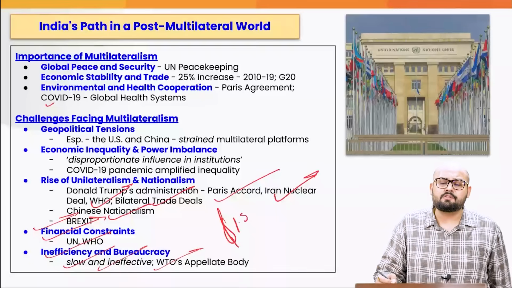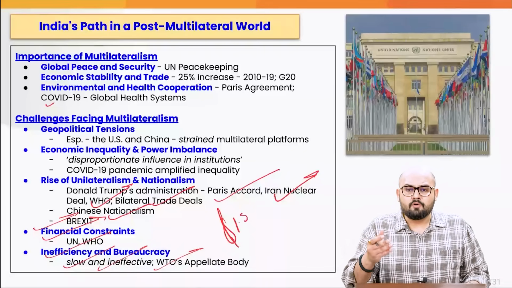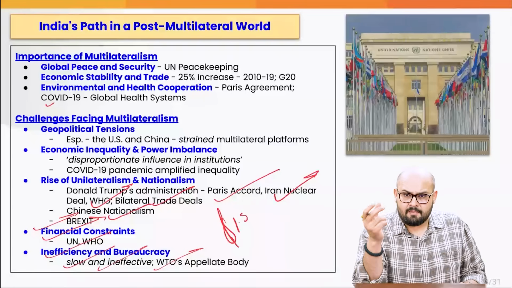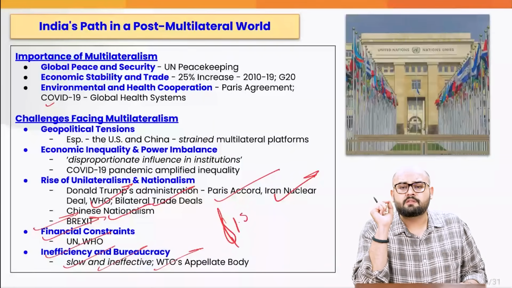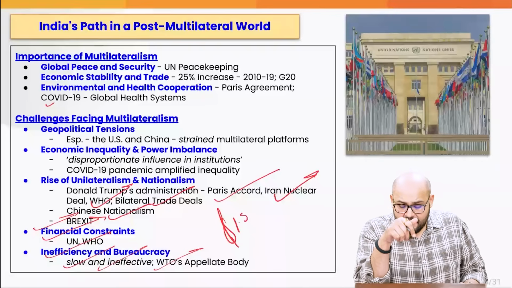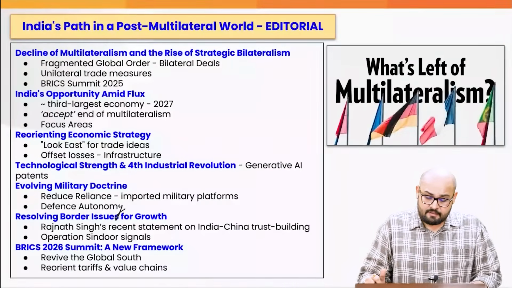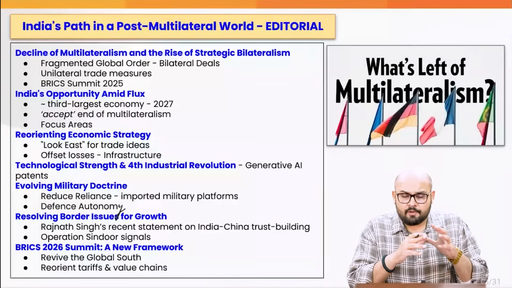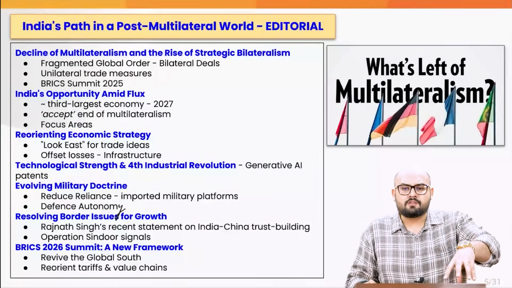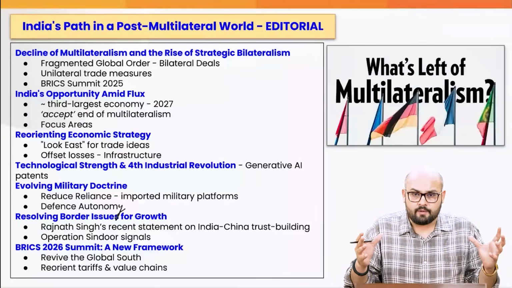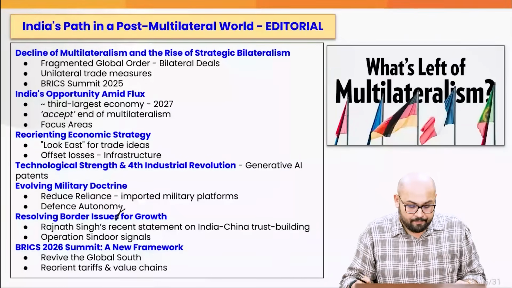Also, we have the WTO's appellate body. There are no people who can basically decide upon the disputes, primarily because of the resistance of the US in appointing the judges to the appellate body of the WTO. So that is one of the very important concerns. Now, as I told you, the editorial points towards the scenario we have, and it also gives us a way forward, what India should do in such a scenario.